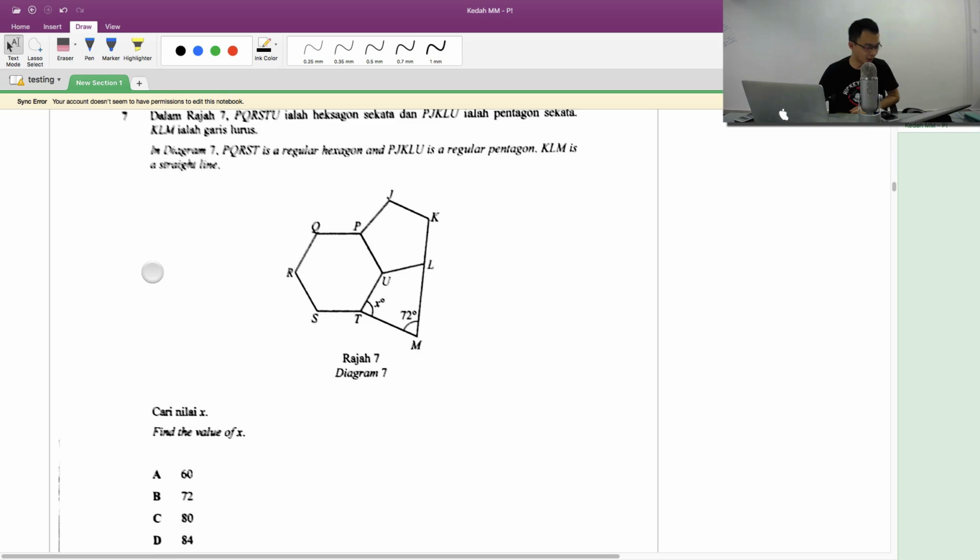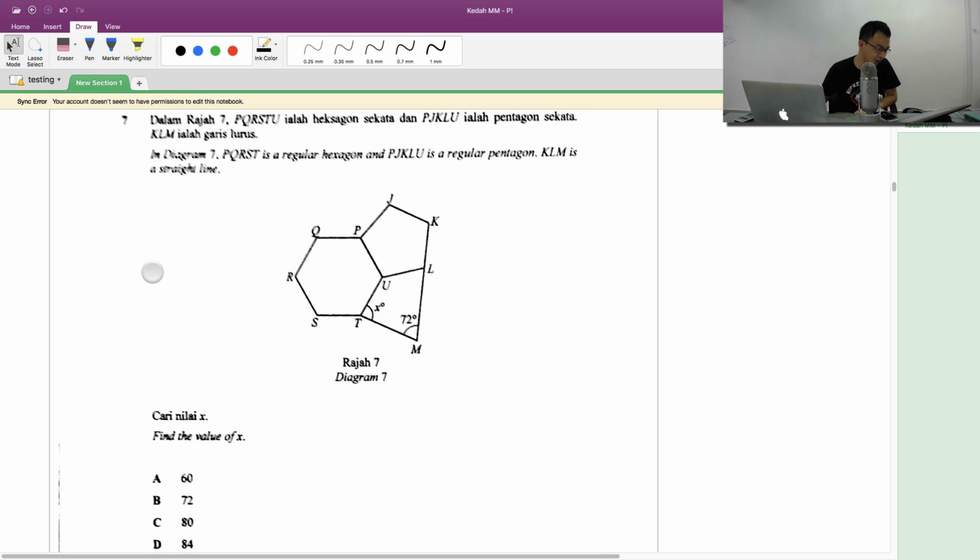Okay, for this one, in the diagram, PQRST is a regular hexagon, which is this one. And PJKLU is a regular pentagon. And KLM is a straight line. Alright, so find the x value.